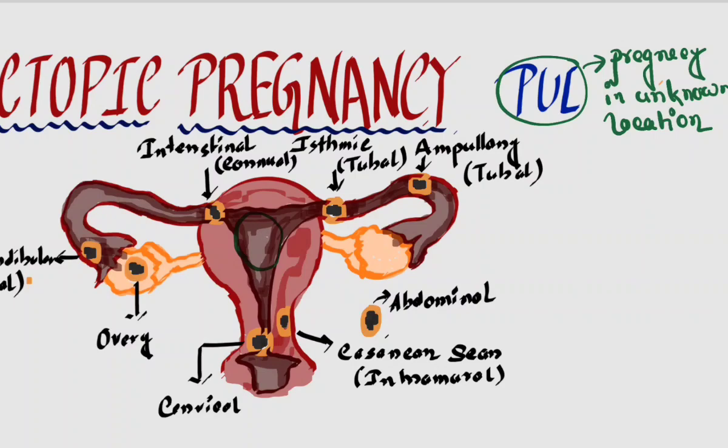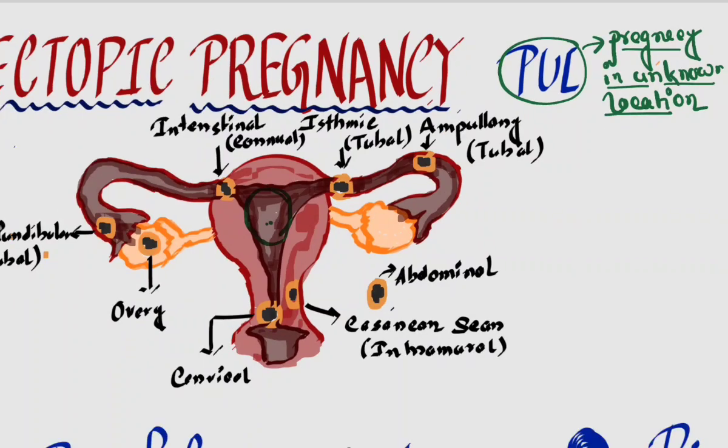But in ectopic pregnancy, implantation cannot occur in the intrauterine cavity. It occurs outside of the intrauterine cavity. So, when the pregnancy occurs in an unknown location, that is called ectopic pregnancy. So, in ectopic pregnancy, implantation occurs in various sites. So, now I discuss the site of implantation.